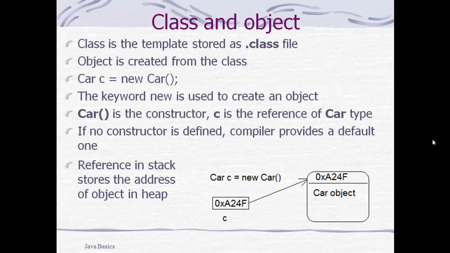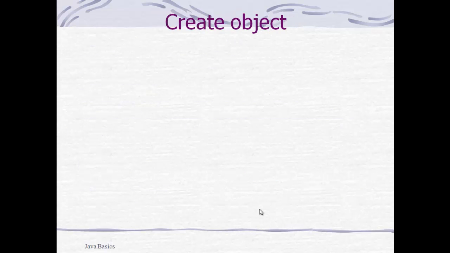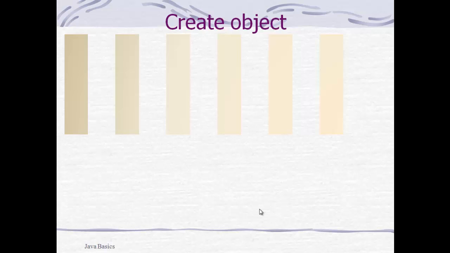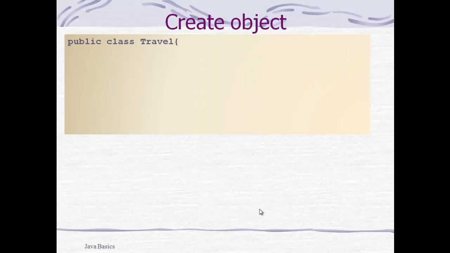It's like this. You can see the picture here. The Car object is created in the memory part called the heap, and the reference c is retained in the stack. The address is copied there. The object's address is copied into the reference. That is how you are able to hold the Car object with the reference c. Is this clear? So wherever the car is used, we can use c.